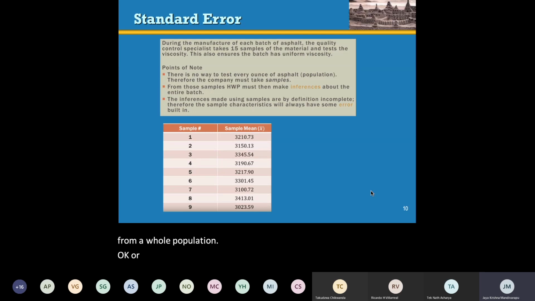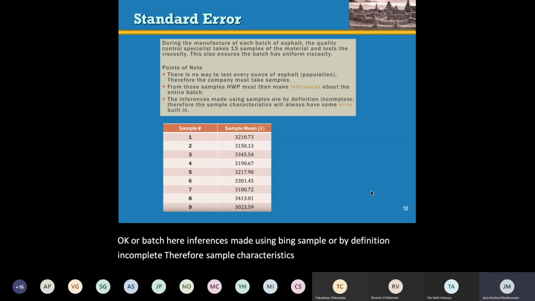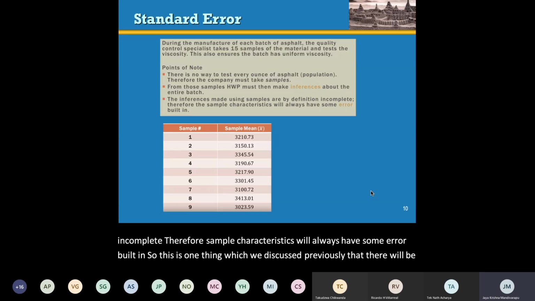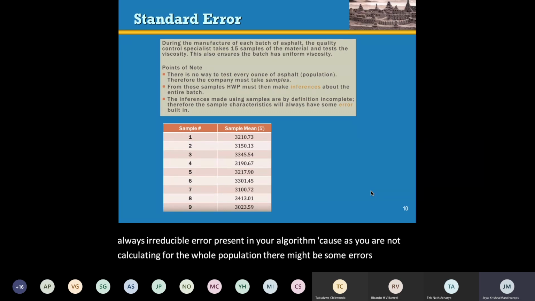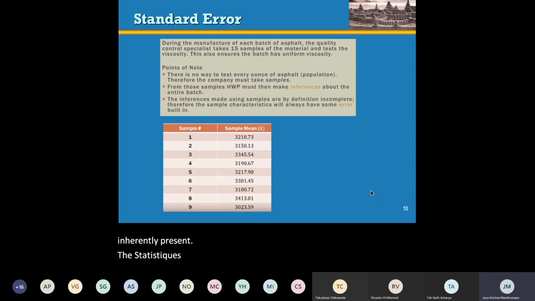Here the inferences made using the sample are by definition incomplete, therefore sample characteristics will always have some error built in. This is something we discussed previously, that there will always be an irreducible error present in your algorithm, because as you are not calculating for the whole population, there might be some errors inherently present in the statistical measures you are calculating.